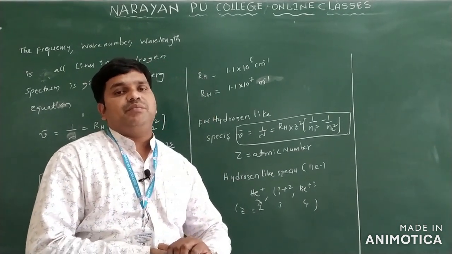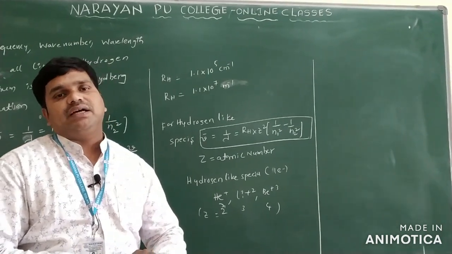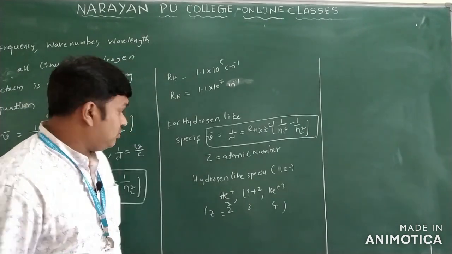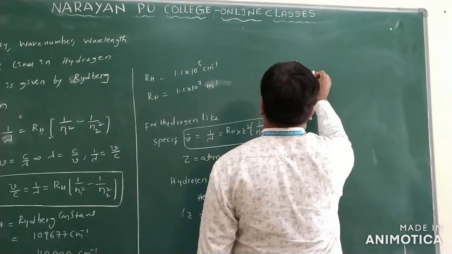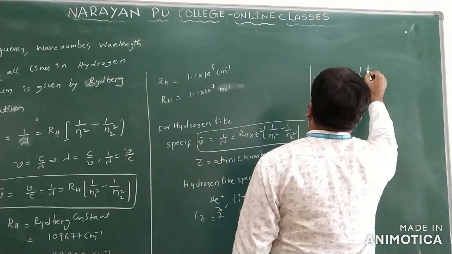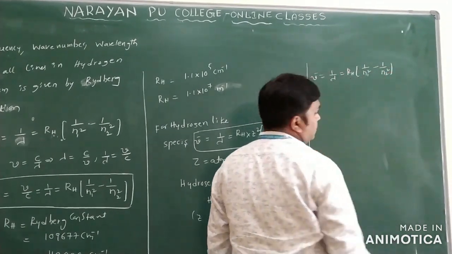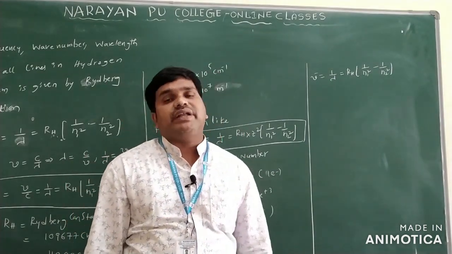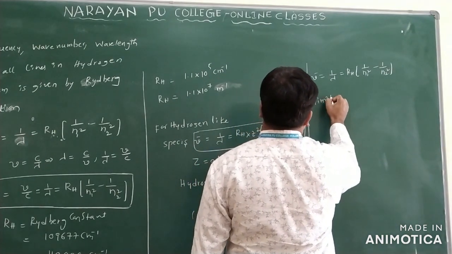What does limiting line mean? If the N2 value is infinity, that is called the limiting line. The wavelength related to that line we are calling the limiting wavelength only. I will take this formula. What is the formula I am taking here? Nu bar is equal to 1 by lambda, that is equal to RH into 1 by N1 square minus 1 by N2 square only. And one more name here: shortest wavelength only.